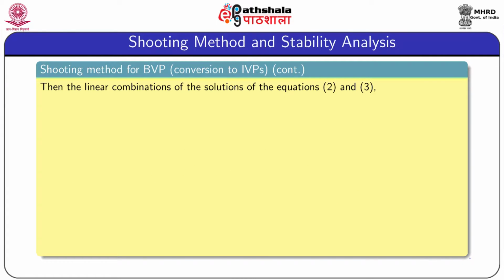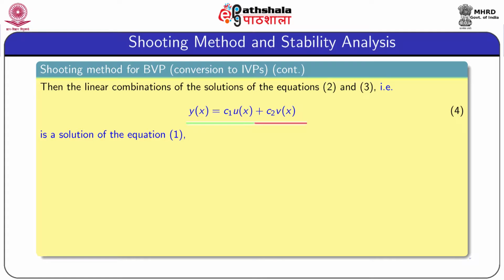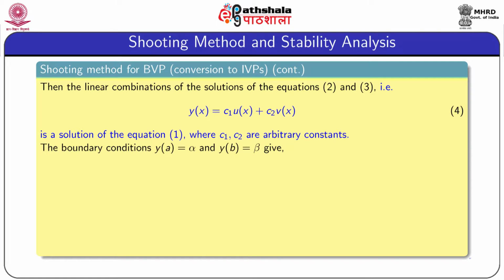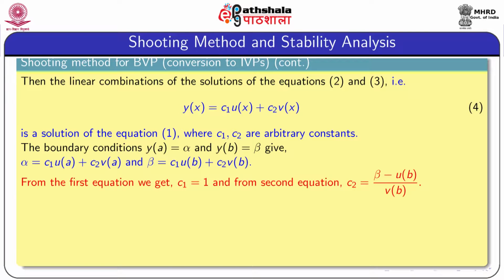The linear combination of the solutions of equations 2 and 3, that is y(x) equal to c1 into u of x plus c2 into v of x, is the solution of the given boundary value problem, where c1 and c2 are arbitrary constants, and the values of these constants are obtained from the boundary conditions y(a) equal to alpha and y(b) equal to beta. So, for these boundary conditions and using equation 4, we have two equations: alpha equal to c1 into u at a plus c2 into v at a, and beta equal to c1 into u at b plus c2 into v of b. Solving these two equations we get c1 equal to 1 and c2 equal to (beta minus u(b)) divided by v(b).